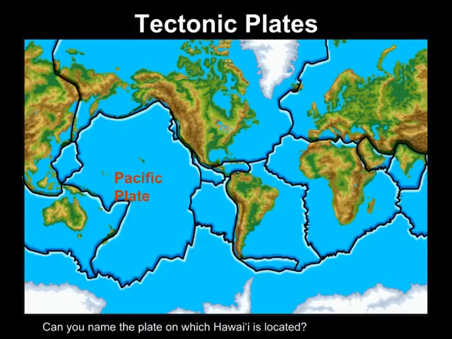Tectonic plates are the dozen or so plates that make up the surface of the Earth. Think: Hawaii is located on the Pacific Plate. Plate tectonics is the geologic theory that combines the concepts of seafloor spreading and continental drift to explain the large-scale movement of the Earth's crust.